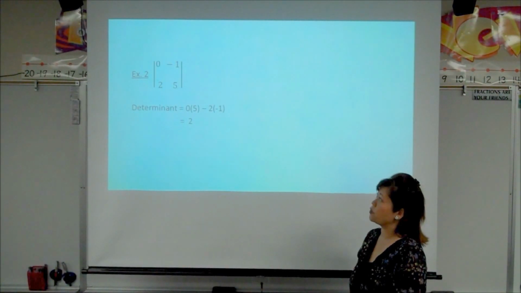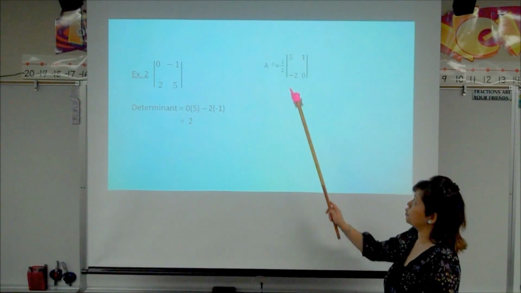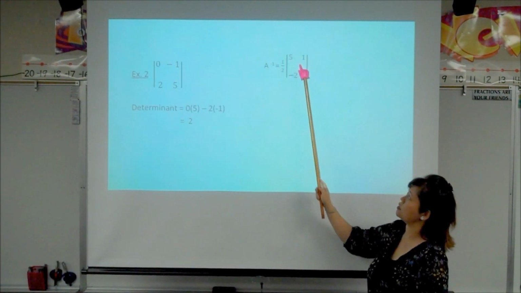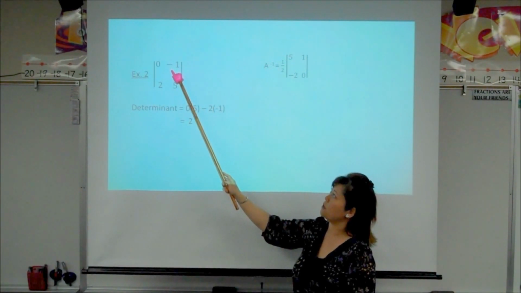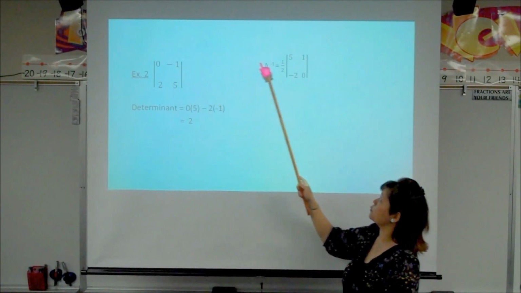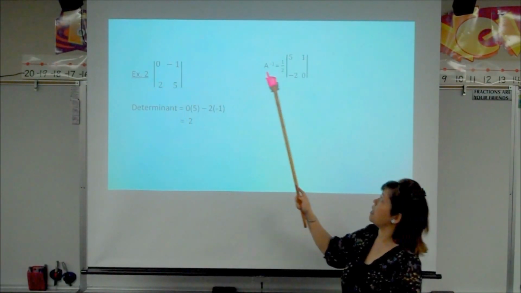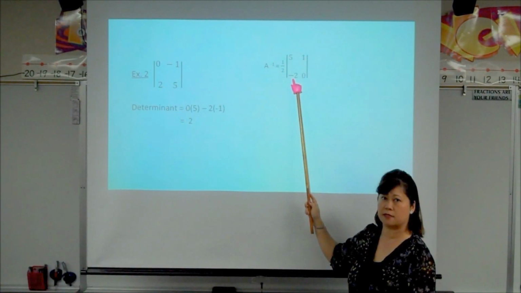So now the inverse. When you set this inverse up, it becomes 1 over 2. And then again, you switch the 0 and the 5 positions. Switch the positions. The -1 becomes +1 now. Because remember, it's the opposite sign. And then the +2 becomes -2. And it's the opposite sign right there.